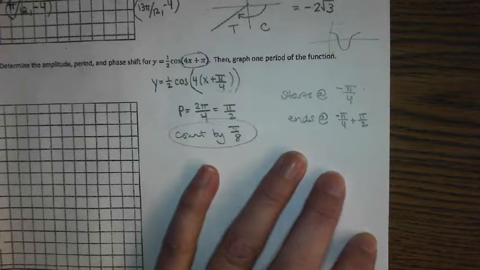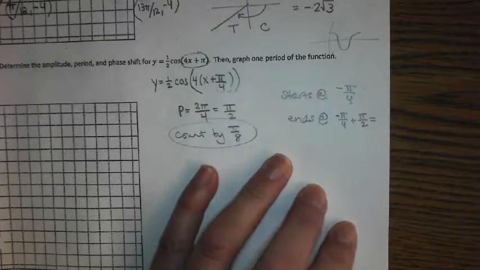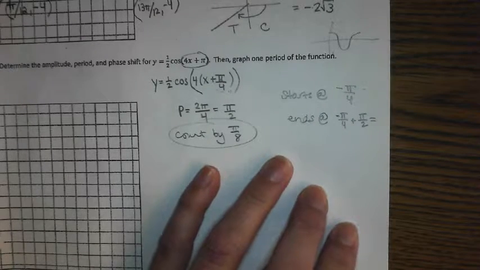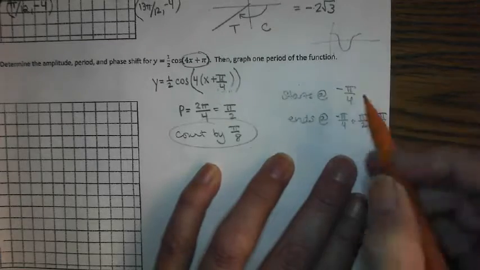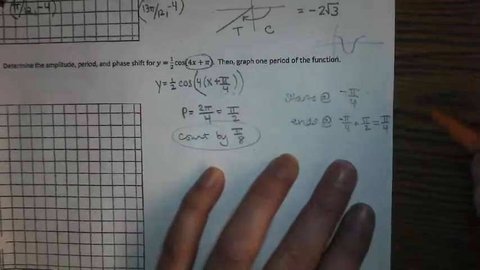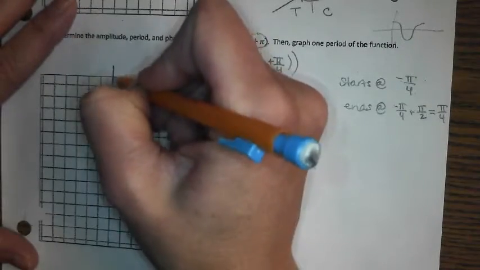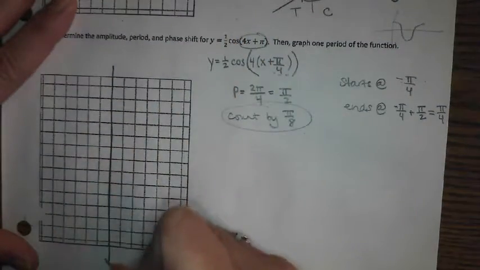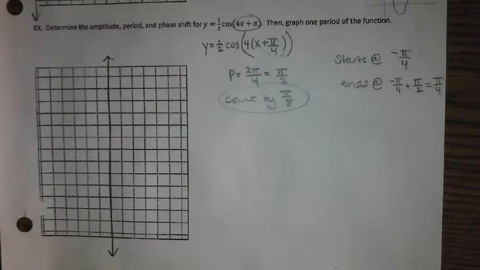That's negative pi over 4 plus 2 pi over 4, which is, what's negative pi over 4 plus 2 pi over 4? 1 pi over 4. So it should start at negative pi over 4, and it should end at positive pi over 4. That's pretty symmetrical, right? Around the y-axis. So I would put your y-axis right down the middle, since we're starting our cycle equidistant to the left as we are from the right.